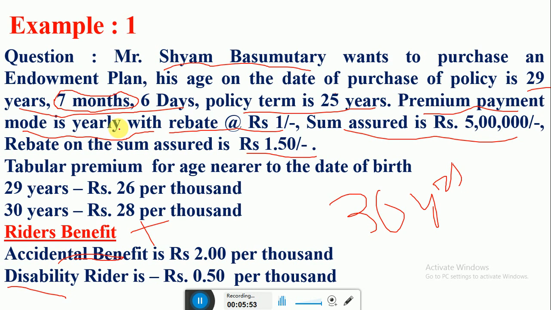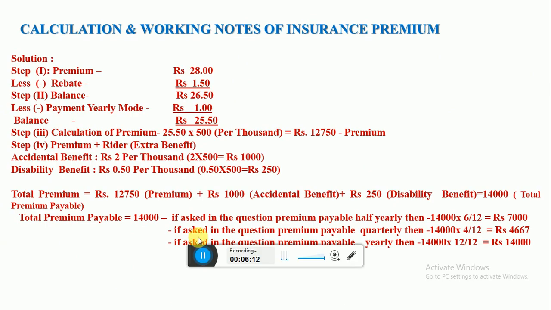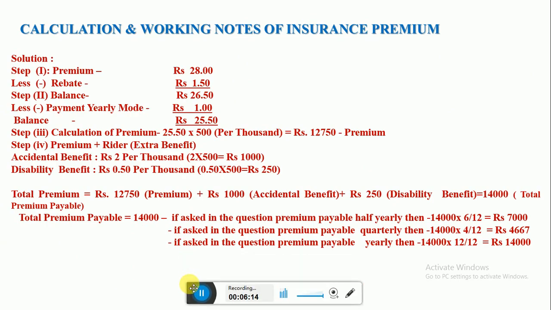The tabular premium for 29 years is 26 per thousand, and for 30 it is 28 per thousand. He has also taken some additional benefit, accidental benefit, payable at 2 per thousand, and a disability rider at 5 per thousand. So we'll go to the solution now. Here we come to the solution part.